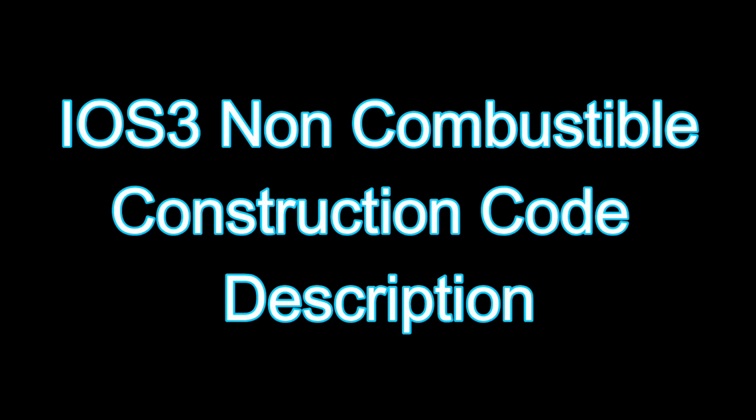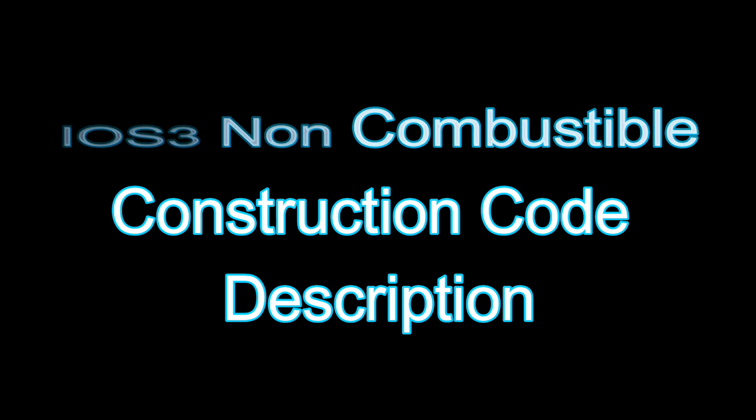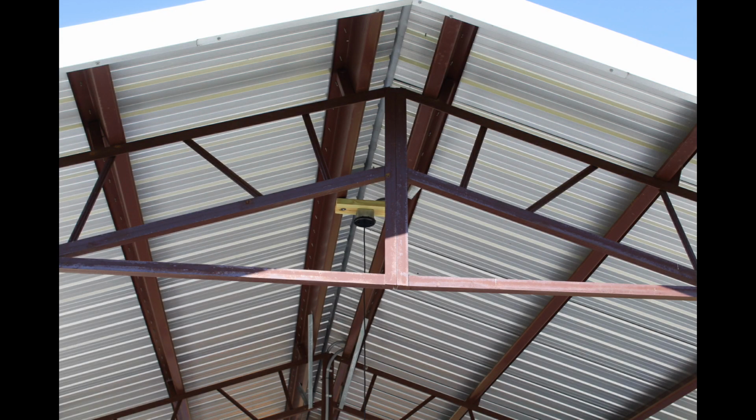Okay guys, the next one is ISO 3, non-combustible. Basically this one is purely metal. Metal sides, metal roof, metal decking, everything's metal. Real easy one to figure out.